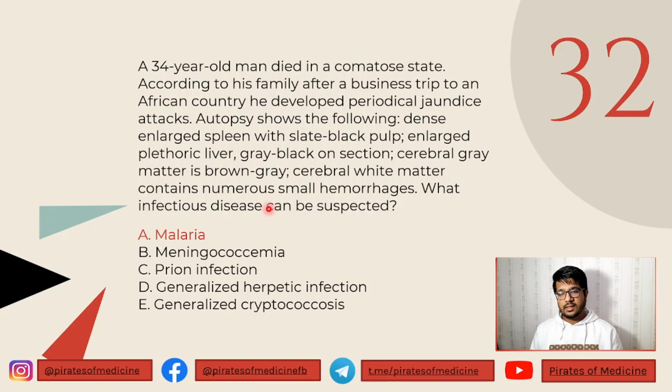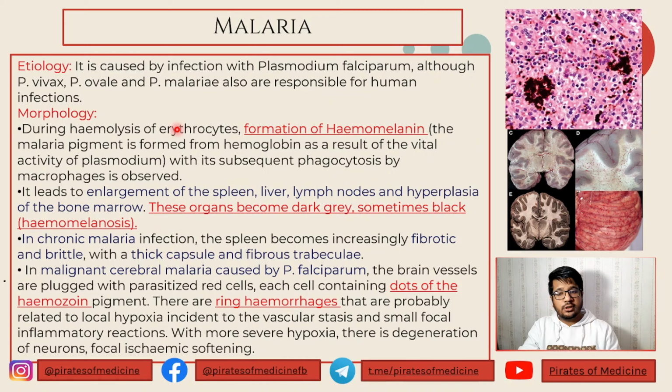You need to understand that this man, first of all, has a background or anamnesis of traveling to an African country, and there are periodical jaundice attacks. Now, again, keeping in mind pathomorphology, this is the pathomorphology of malaria. Malaria is a disease caused by Plasmodium falciparum or Plasmodium vivax or ovale, basically Plasmodium species. Now, what are the morphological symptoms that occur during malaria?